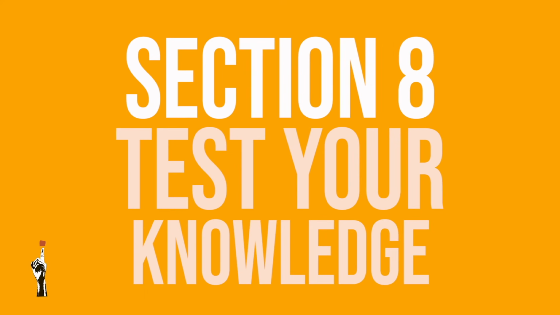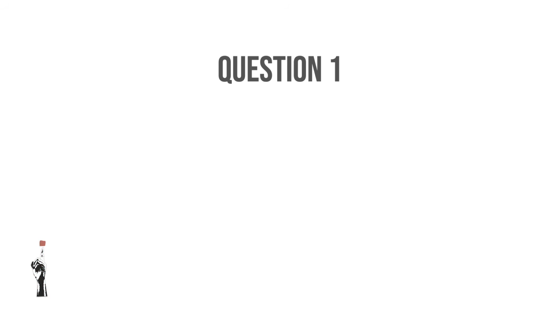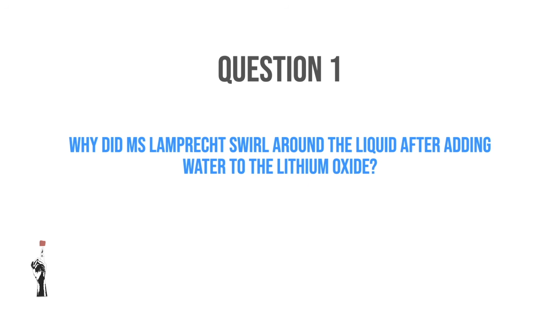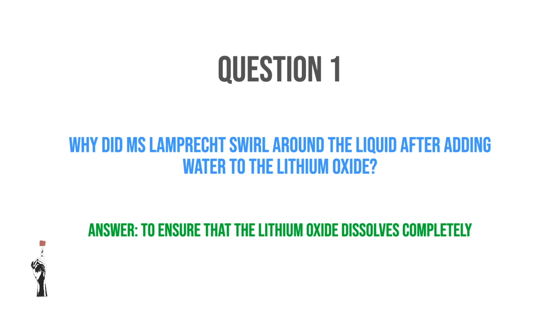Let's test to see if you understand the different elements of the lab experiment that we've just watched. Why did we swirl around the liquid after adding water to the lithium oxide? This is to ensure that the lithium oxide dissolves completely and evenly spread out throughout the mixture. You'll remember that this is called diffusion.